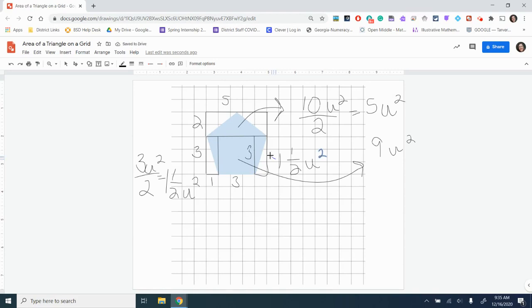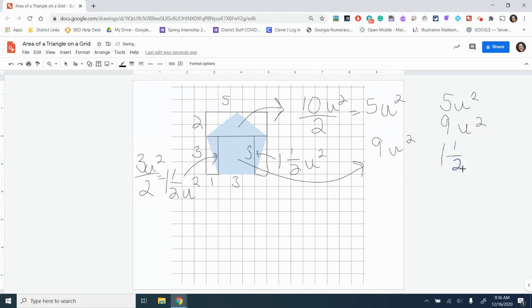We've got a lot going on, so I'm going to get my arrows pointed to the correct places here so we can be organized. So let's talk about what we've got here. We have 5 square units for the triangle at the top. We have 9 square units for the rectangle. And we have 1.5 square units for each of the small triangles.